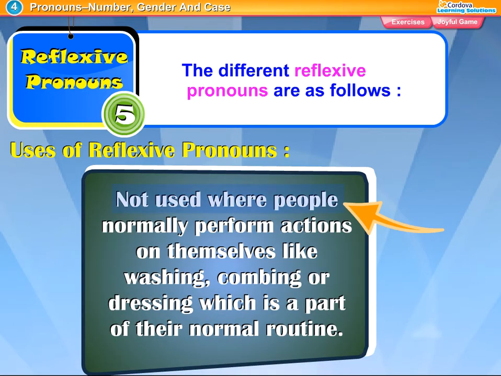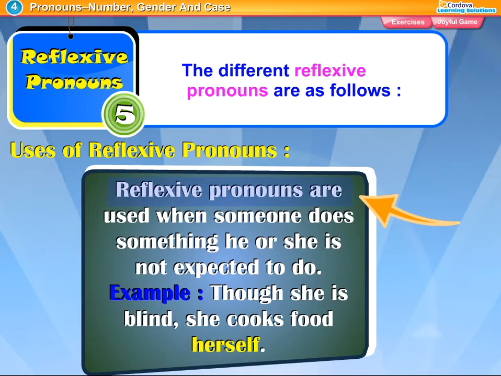Not used where people normally perform actions on themselves like washing, combing or dressing, which is a part of their normal routine. Reflexive pronouns are used when someone does something he or she is not expected to do. Example, though she is blind, she cooks food herself.